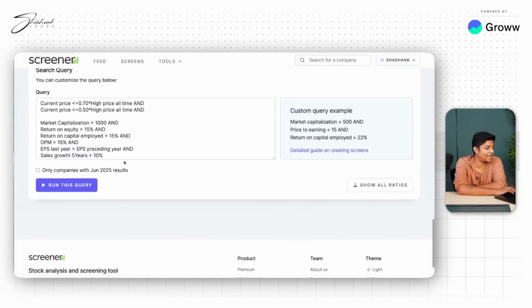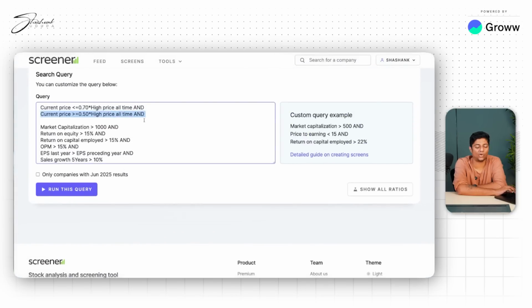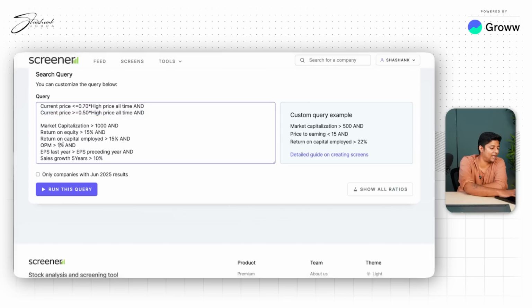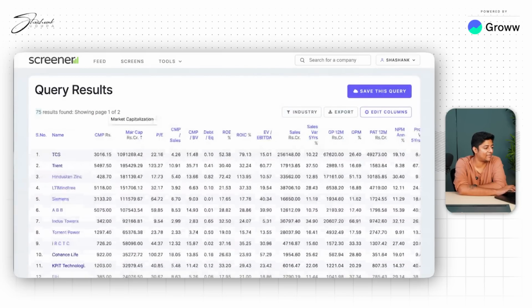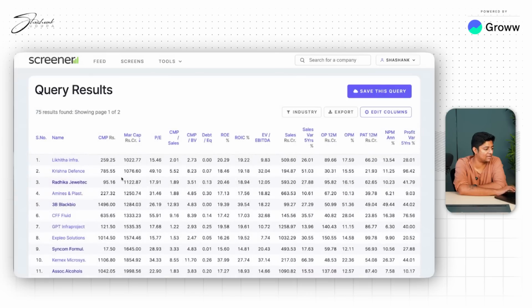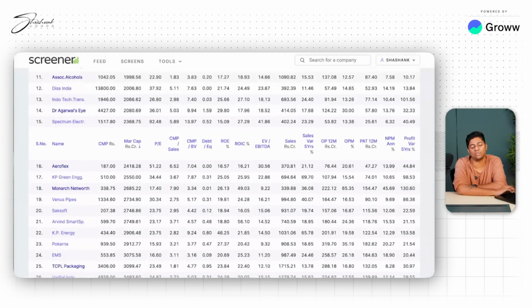So this is basically what I add, which is the current price filter from all-time high. And then I add my fundamental screen. Now again, here I put OPM as 15. I can make this as 10, right? I can go back a little bit and get 75 companies. I can put a market cap filter if I want. It is about 1,000 as of today. But these are companies that are considered good but have taken a massive beating from the market.